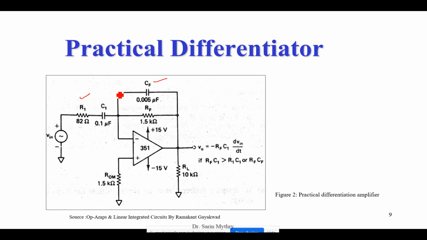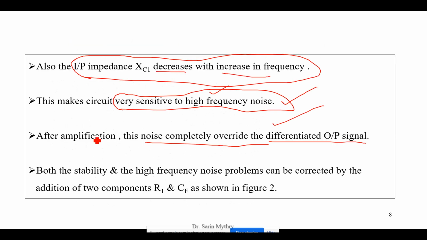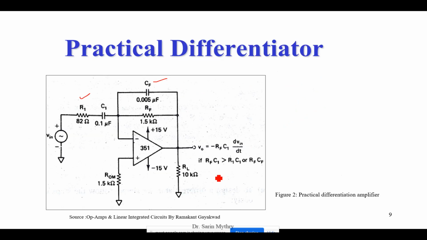Why are we connecting these two components, R1 and CF? In order to overcome all the problems which we have discussed, to maintain the stability, and also to overcome the high frequency noises. So now let us study this. It's the same circuit. The change is that we have connected R1 in series with the C1 and we have connected CF in parallel with the RF.